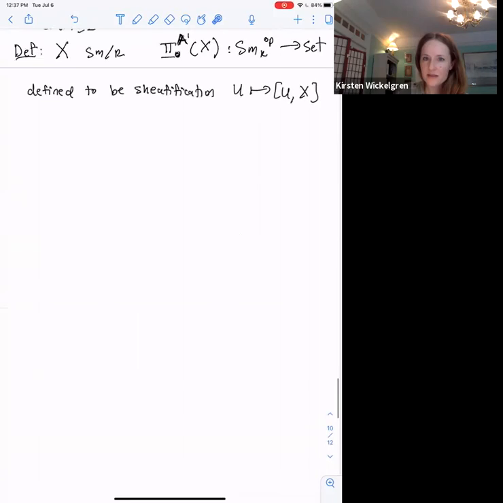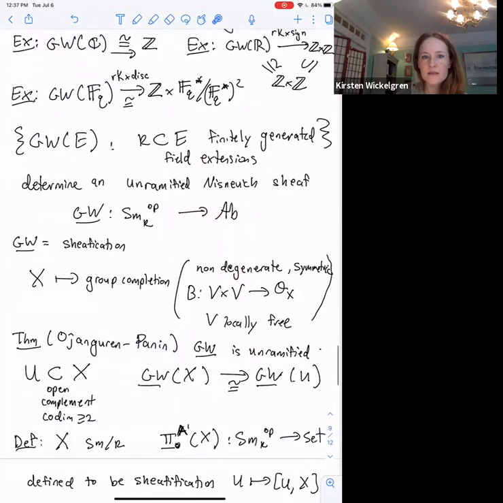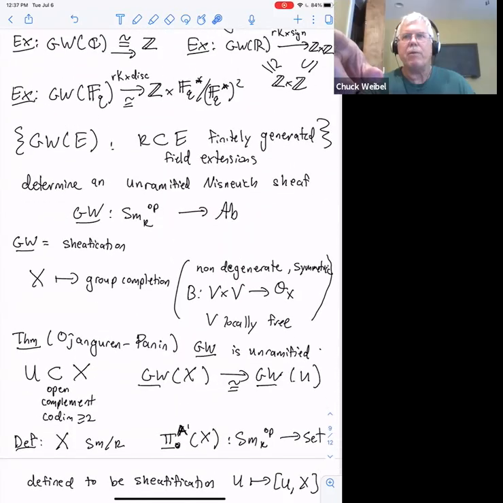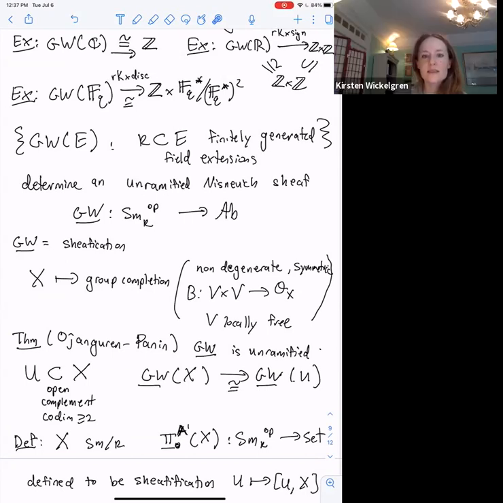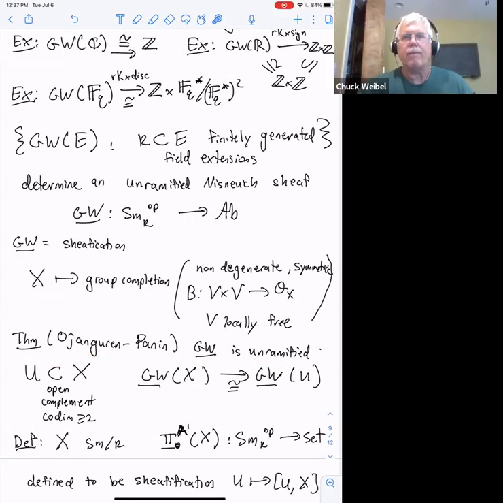Let's get back. Yes, please. When you say unramified, some people think unramified means that GW(X) always injects into GW of the function field. Is that what you mean? Yes, and also that you extend over codimension 2. Thank you.